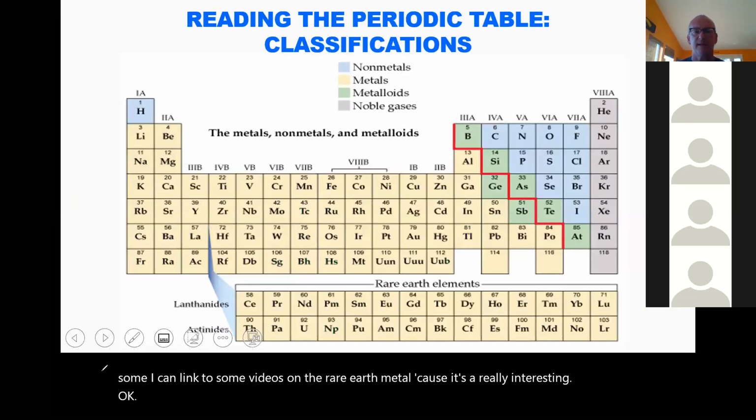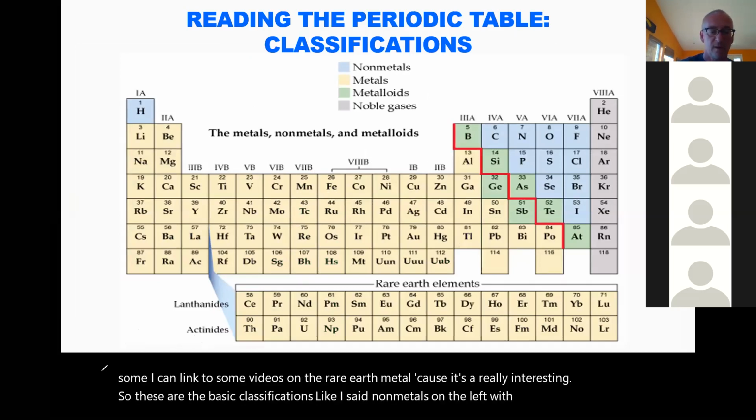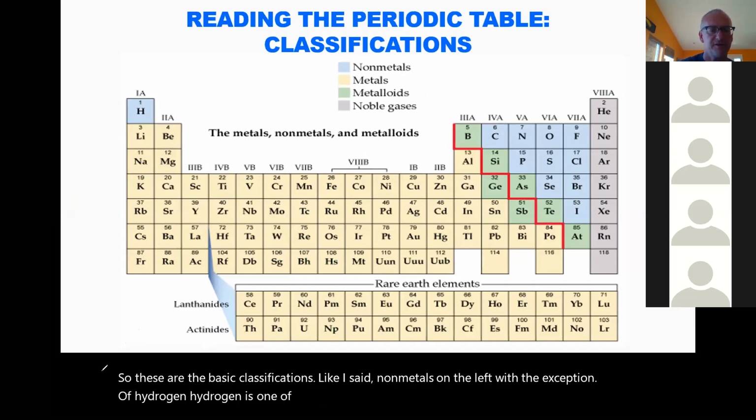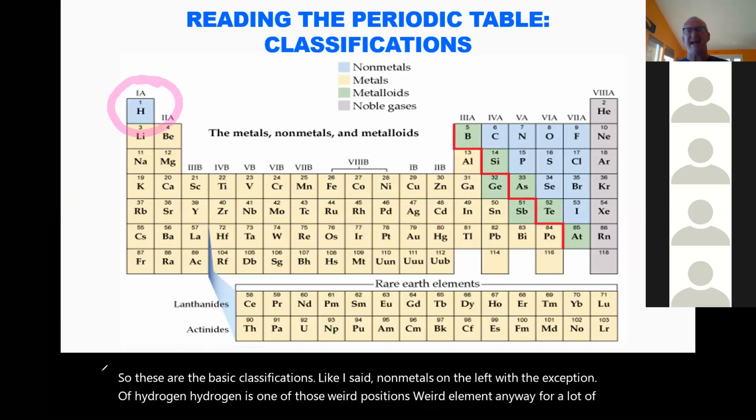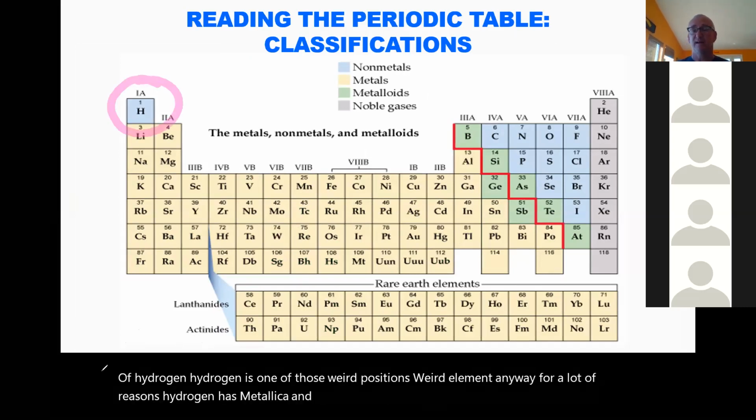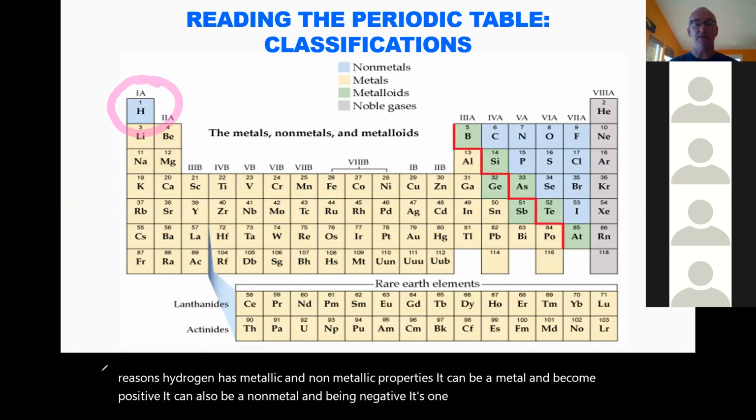Okay. So these are the basic classifications. Like I said, nonmetals on the left, with the exception of hydrogen. Hydrogen's a weird element anyway, for a lot of reasons. Hydrogen has metallic and non-metallic properties. It can be a metal and become positive. It can also be a non-metal and be negative. It's one of the few elements that can do that.